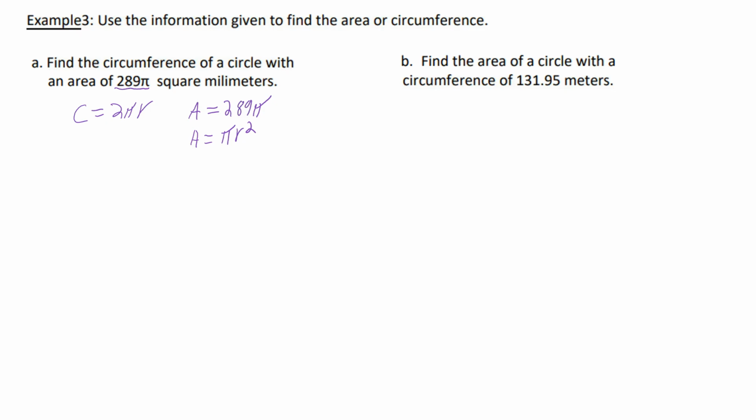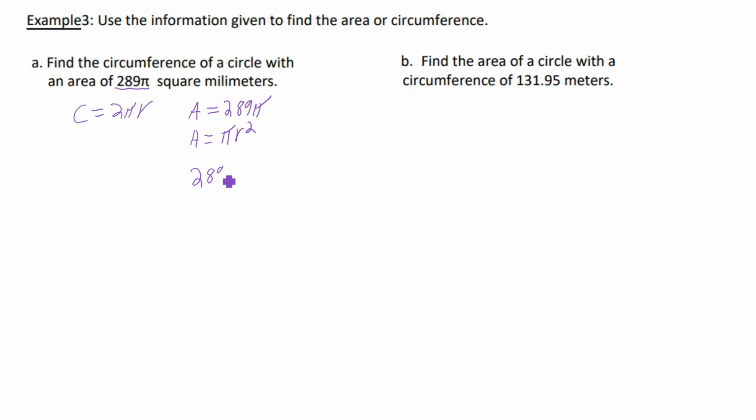Circumference is 2 pi r, meaning the only thing that we need to know to get the circumference of a circle is its radius. Okay, the problem is they don't give us the radius, at least not directly, but they do give us enough information to find the radius, so that way we can find the circumference.